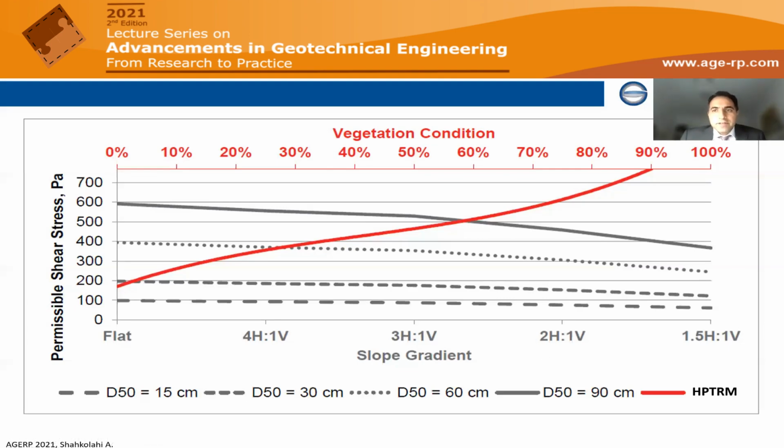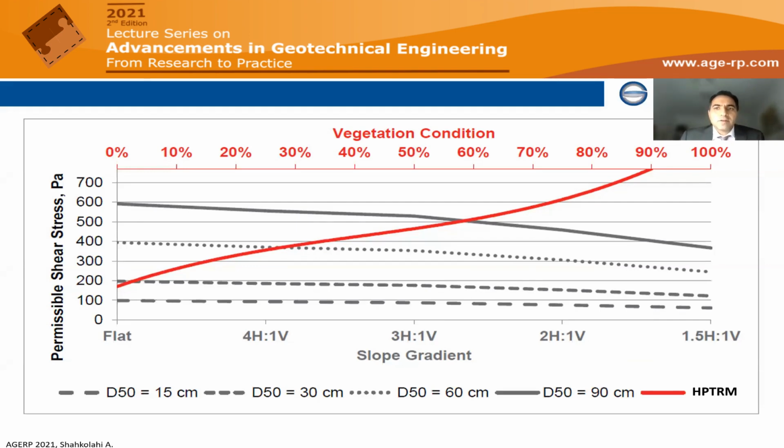This graph shows a very nice comparison between rock and HPTRM. So there are different things that we can get from this. First of all, the size of the rock, D50: 30 centimeter, 60 centimeter, and 90 centimeter. On the horizontal axis at the bottom, you can see the gradient, the slope, and on the horizontal axis on top, the vegetation condition for the TRM.